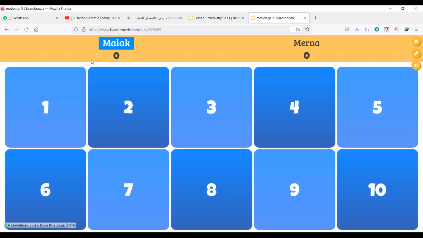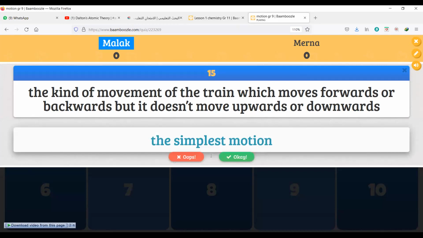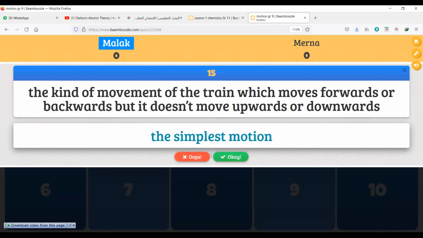Okay, Malak, choose a number. I will choose number 10. It moves in a straight line. Yes, the type of movement. It moves straight, but it is the simplest motion, because he is asking about the type of motion or the type of movement. So it is the simplest type of motion.